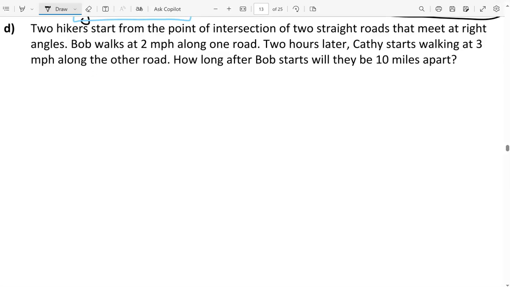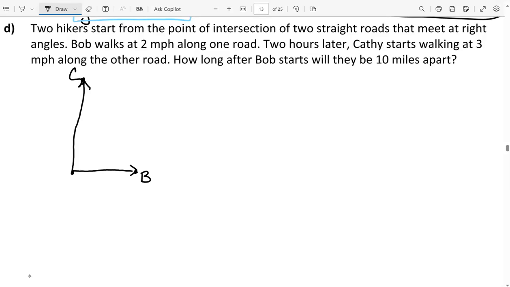In our next example, two hikers start from a point of intersection of two straight roads that meet at right angles. So Bob is going to walk at 2 miles per hour along one road. So let's have Bob moving east, and then Bob will end up here. 2 hours later, Kathy starts walking at 3 miles per hour along another road, so she's walking a little faster. She may get farther, we don't know.